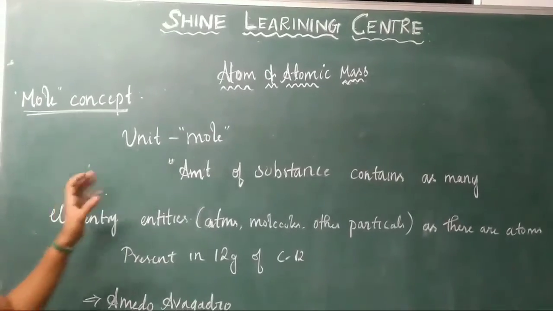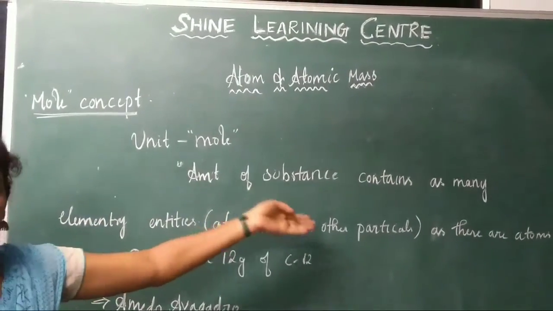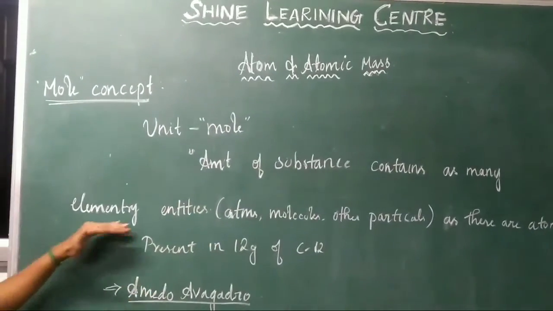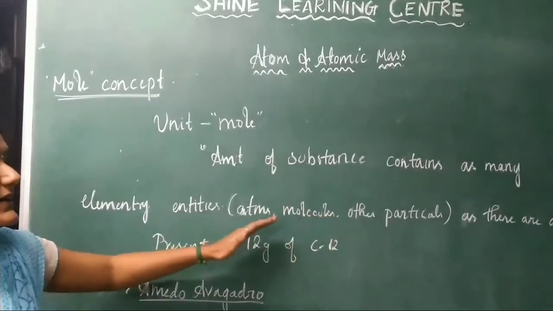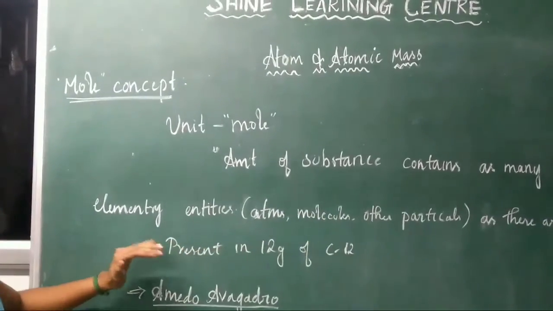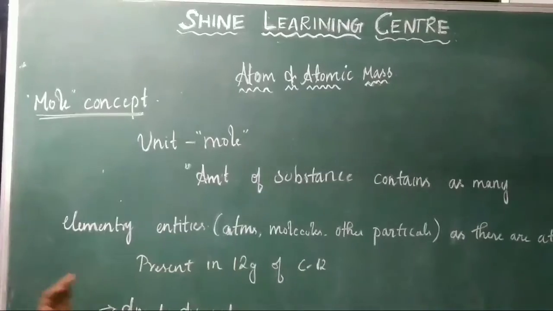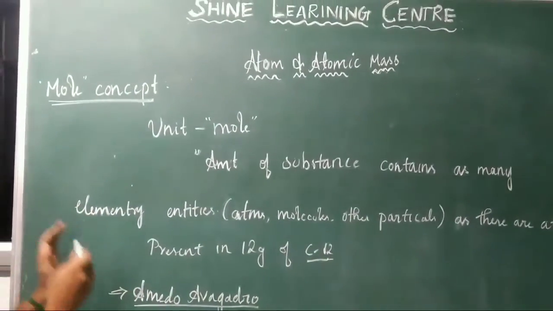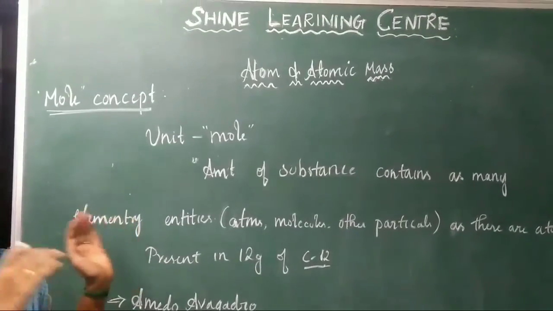So what is a mole? The definition of mole is: mole is the amount of substance that contains elementary entities like atoms, molecules and other particles, equal to the number of atoms present in 12 gram of carbon 12 isotope. So the stable one is what? 12 gram of carbon 12 isotope. We are going to take a mole as a unit to measure atoms and molecules in a compound.